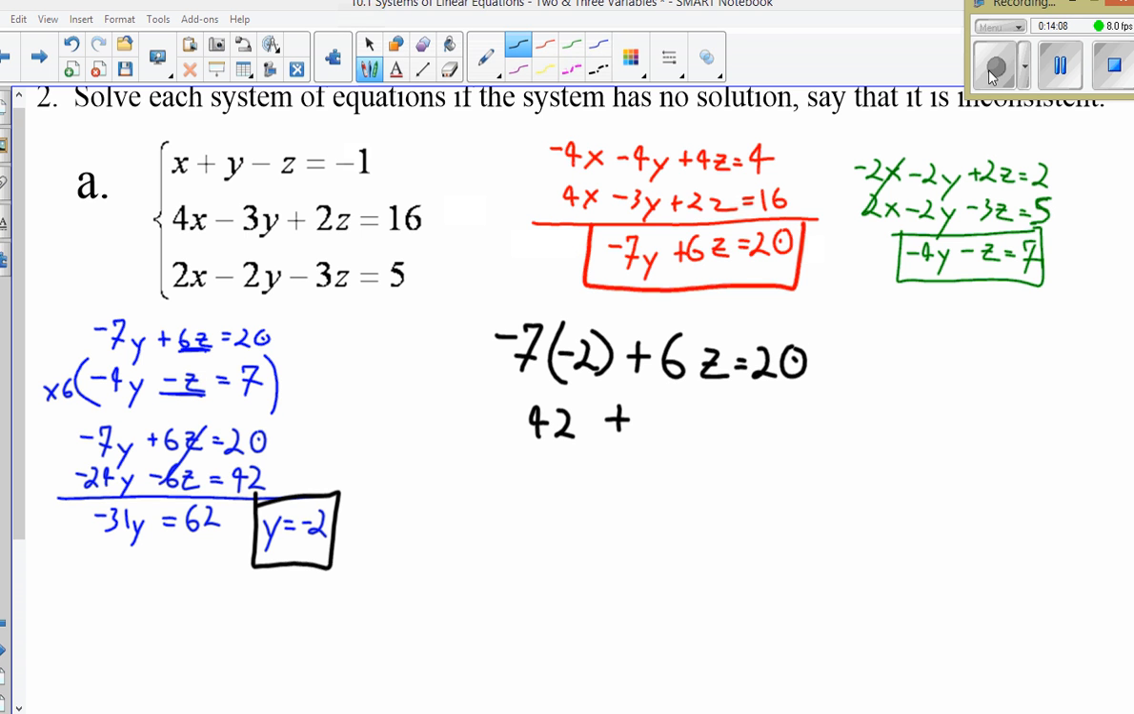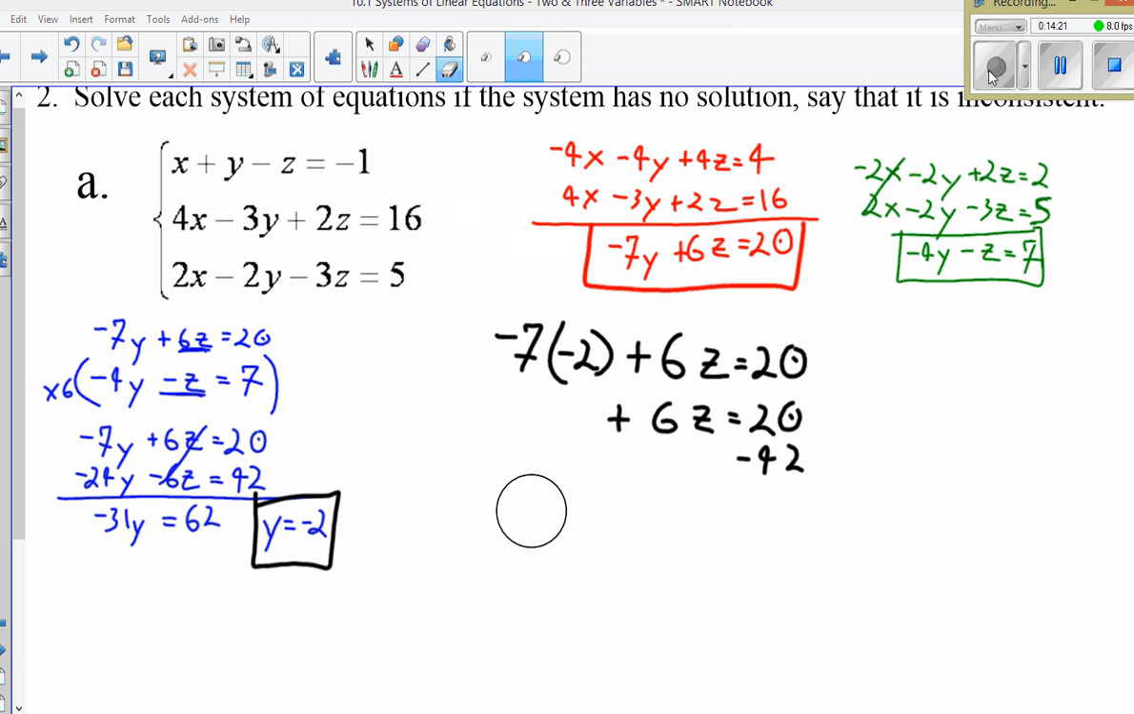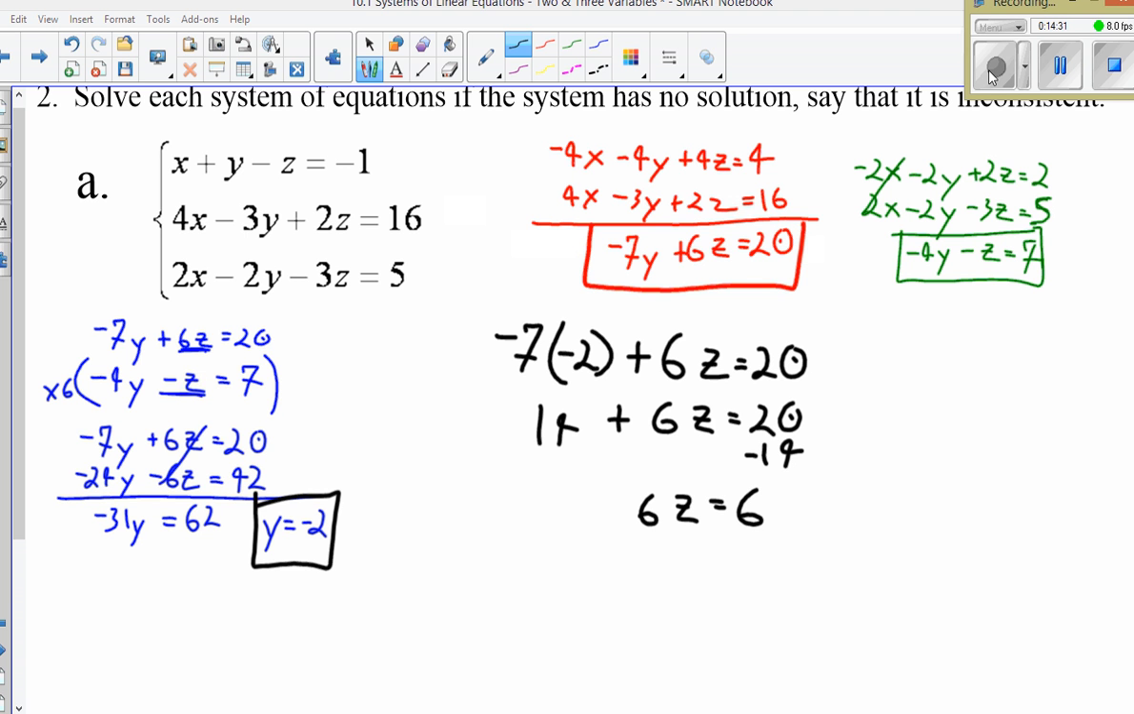So I get 42 plus 6z equals 20, minus 42 from both sides. I'm sorry, this is not 42, this is 14. So I minus 14 from both sides, and I get 6z is equal to 6. Divide both sides by 6, and I get z is equal to 1.